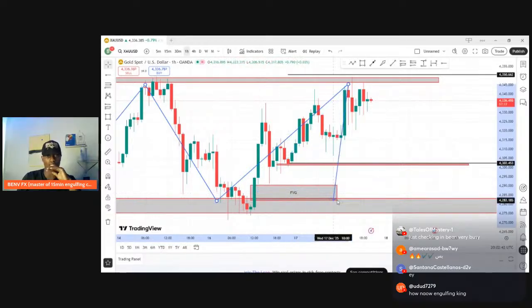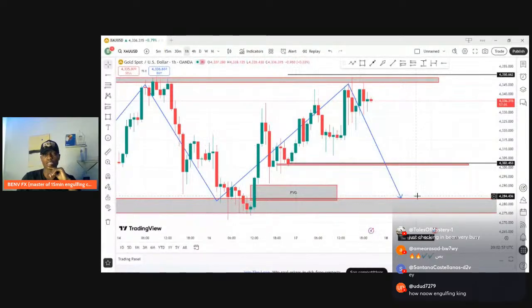So what I'll be doing is expect a breakdown to this particular fair value gap before the market will do anything from here. You understand? But this is the low of today's candlestick, and apart from this particular clean fair value gap, there is no other clean fair value gap again from here down to this particular area.